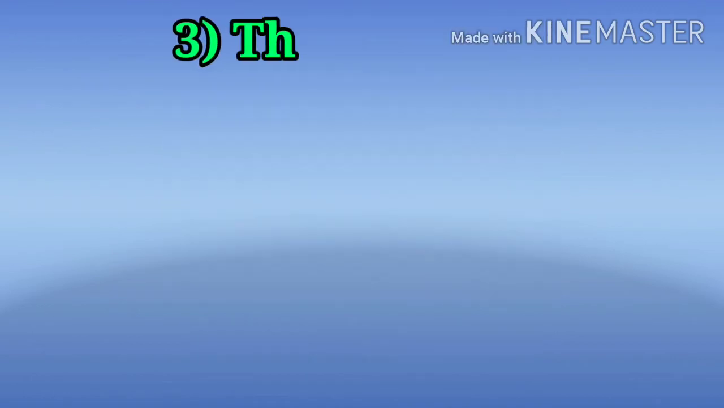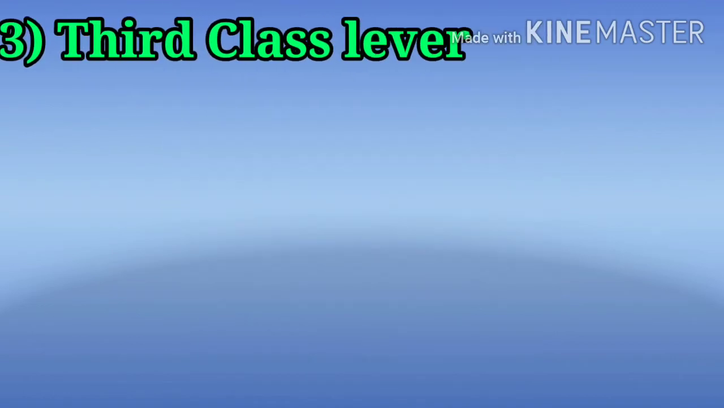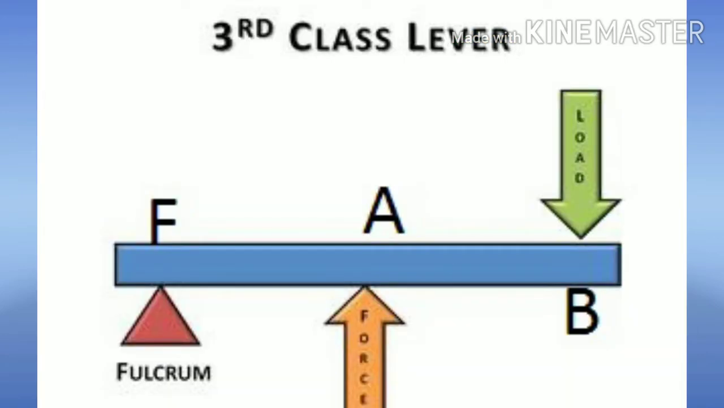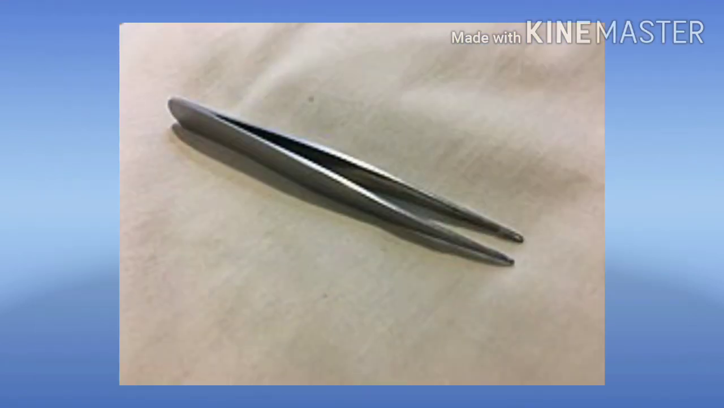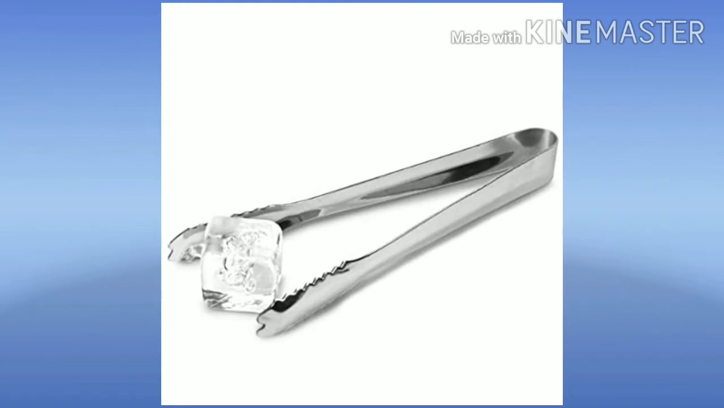The third type is third class levers. Third class levers have the effort in the middle. The load and fulcrum are on either side. For example, stapler, tweezer, eye tongs, etc.